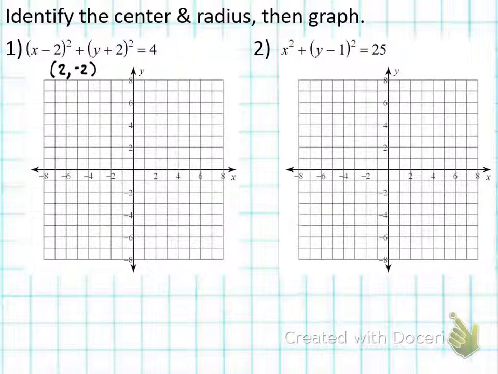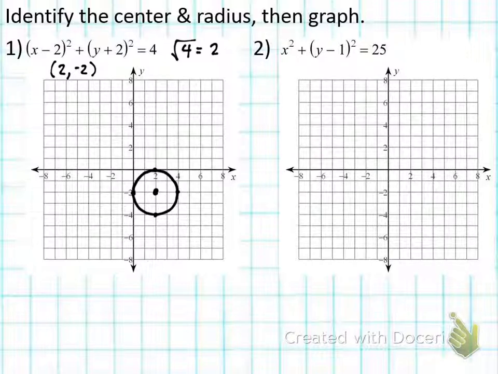Then to find our radius, we look at this number here, take the square root of 4. So square root of 4 is 2, right? So that's our radius. Radius is 2. So we're going to plot our point, 2, negative 2, right here. This is the center, okay? And if the radius is 2, you're just going to go up 2, plot a point, right 2, plot a point, underneath 2, plot a point, and left 2, plot a point. And then you're going to draw a circle, like so. And then that's it. That's how you do number 1.